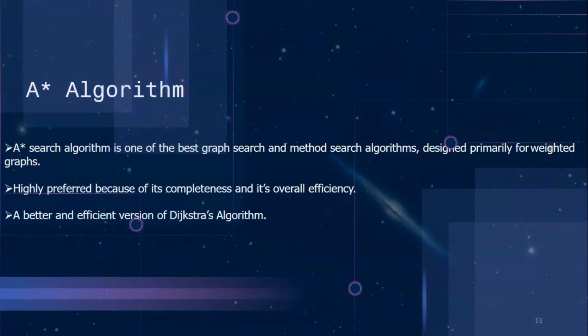A* algorithm. A* search algorithm is one of the best graph search and path search algorithms, designed primarily for weighted graphs. Highly preferred because of its completeness and its overall efficiency. A better and efficient version of Dijkstra's algorithm.